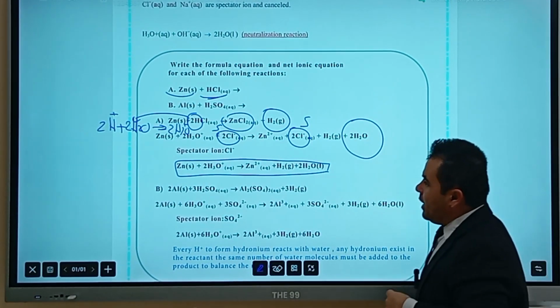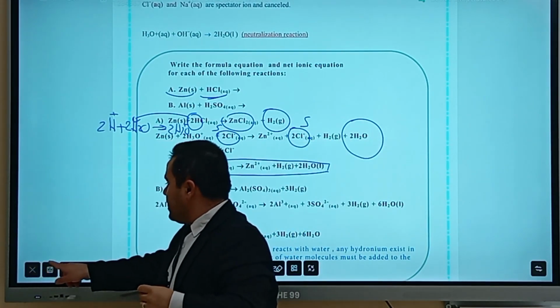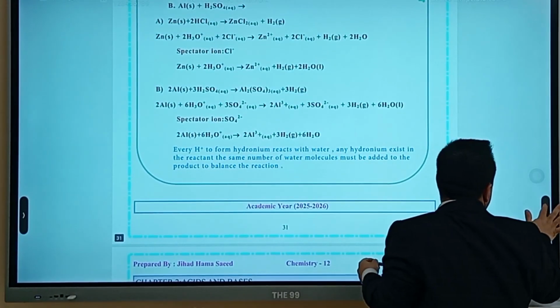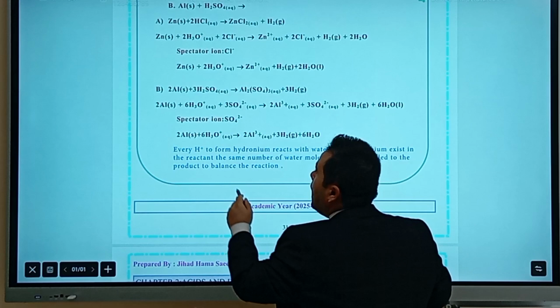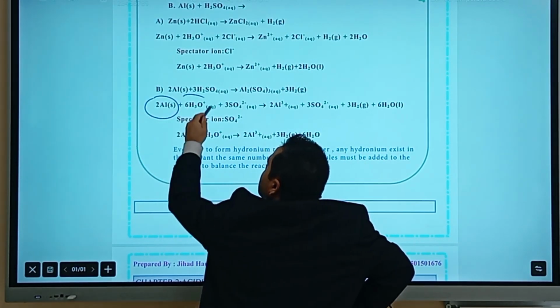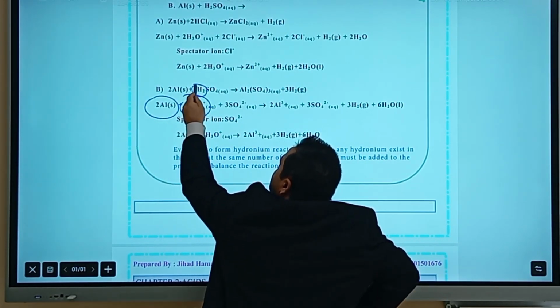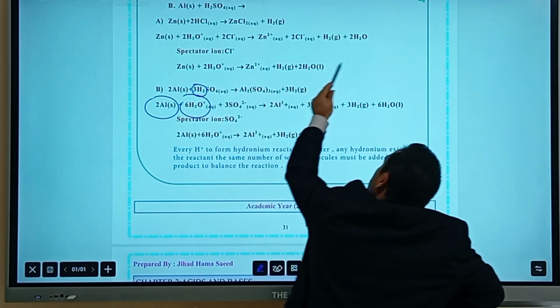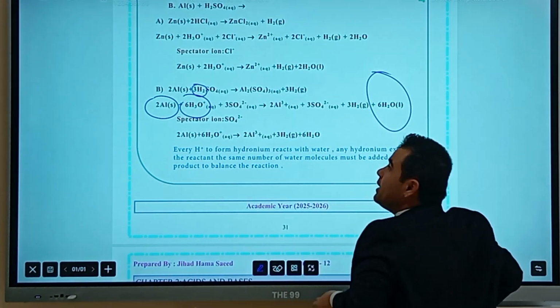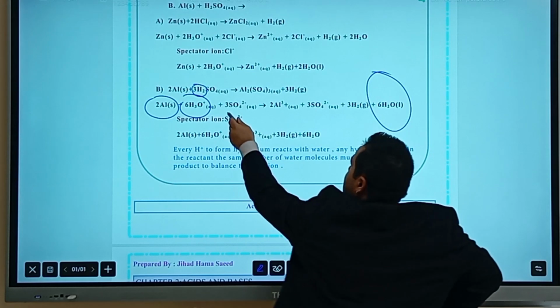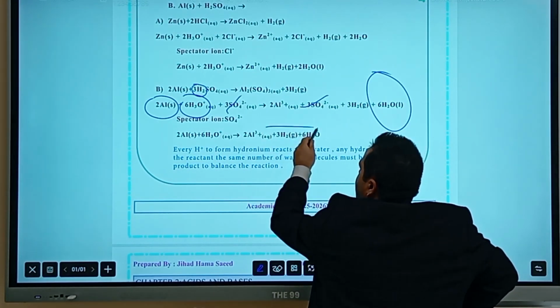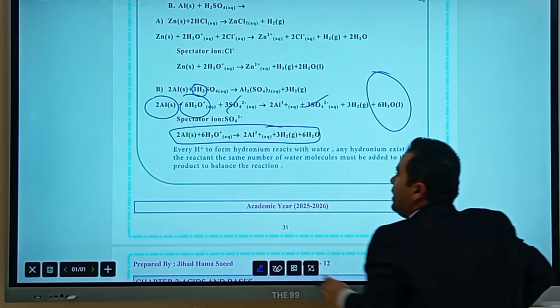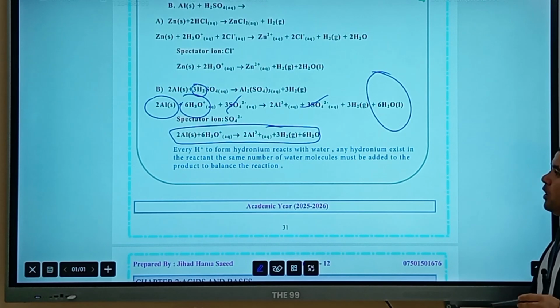The same for the aluminum and sulfuric acid, guys. Here we have aluminum, 6 hydronium. Why? Because 6 protons. In order to be 6 hydronium, it needs 6 water. That's why we added 6 H2O to the products as well. The sulfate is what? A spectator, and the remainder is what? The net ionic equation.